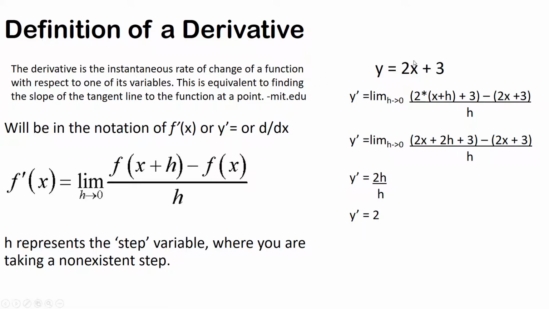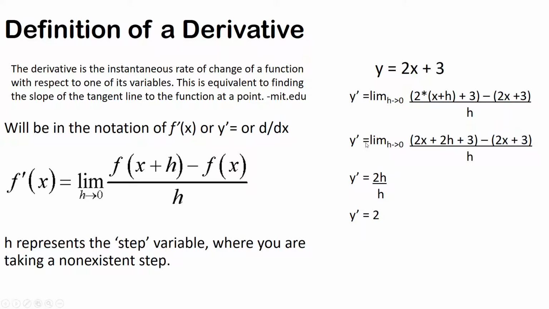y is equal to 2x plus 3. This is very, very simple, but you notice that it's in terms of y equals mx plus b. We know that the slope is 2. But now we're getting into the second half of this definition, the slope of the tangent line. So y prime is equal to the limit as h approaches 0, going to the definition, of 2 times x plus h, because we replace x with x plus h in the first half, so 2 times x plus h plus 3 minus 2x plus 3, all divided by h.